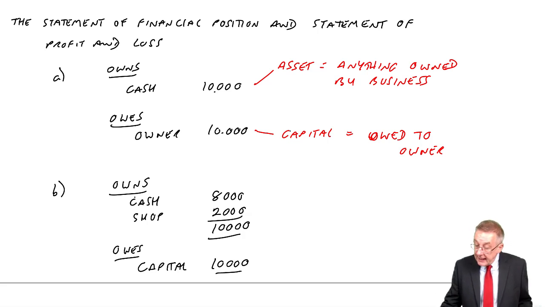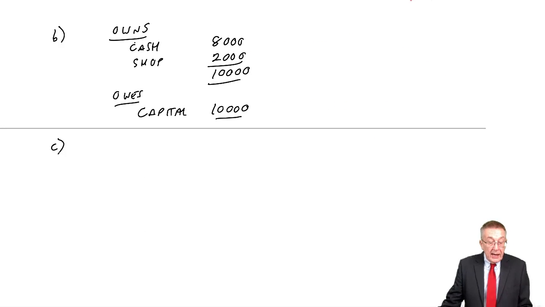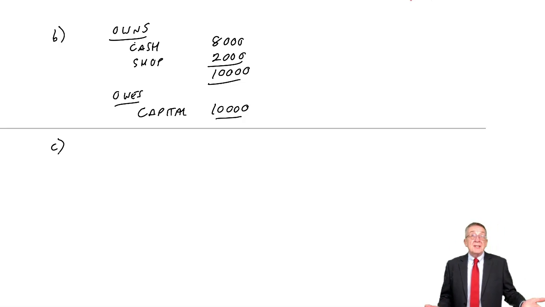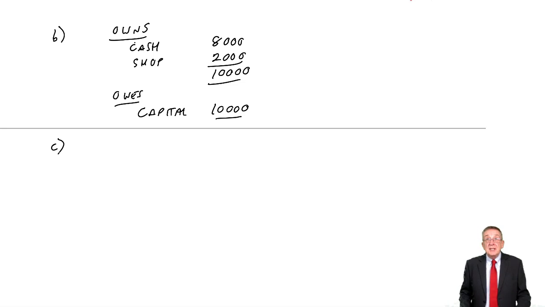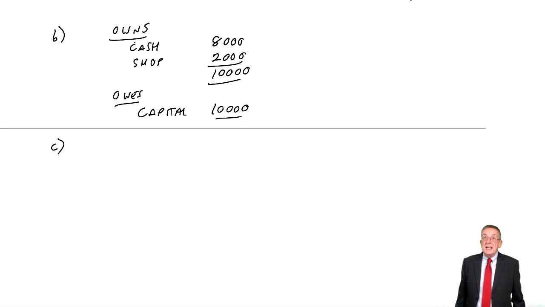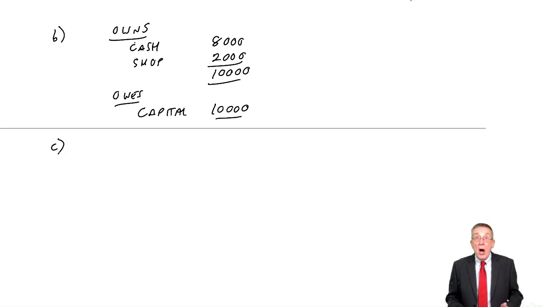So there's what they own, there's what they owe. Over the page, C. They now buy goods for resale in cash for 1,000. Now, goods for resale sounds very posh, but we're in business, I don't know, maybe we're buying and selling DVDs. Well, whatever it is we're selling, we're buying some. So we're buying some DVDs for 1,000. These are things we're buying now, but we intend, or we're hoping, obviously, to sell and make a profit.